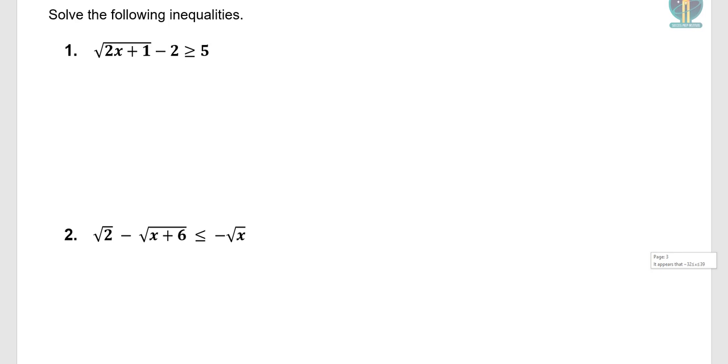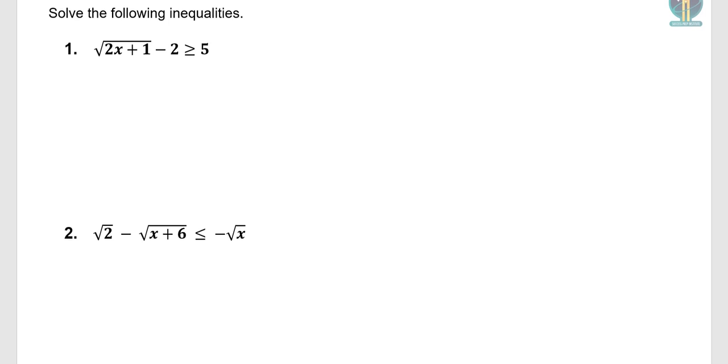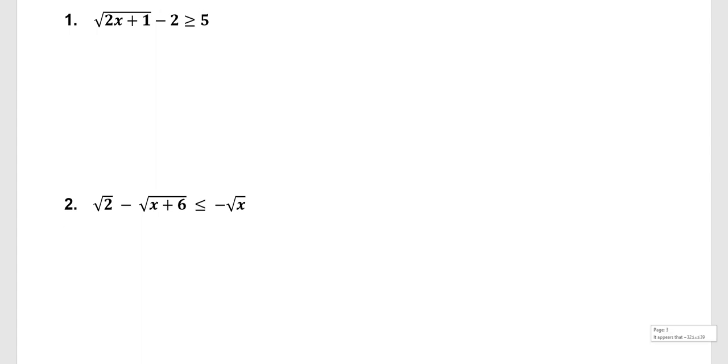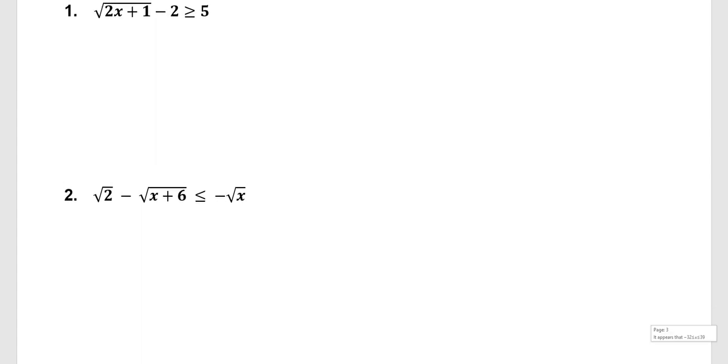Now let's look at these exercises. Please pause the video, work on these, and come back for the solutions. Okay, so here we need to solve these inequalities. First we have the square root of 2x plus 1, minus 2, is greater than or equal to 5.